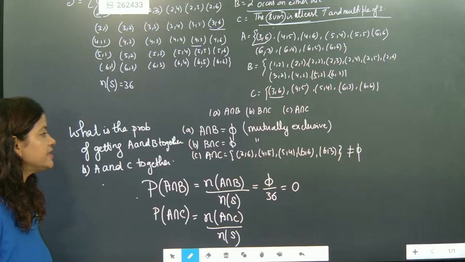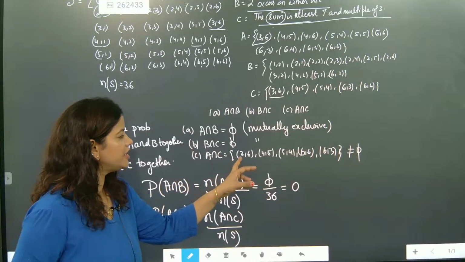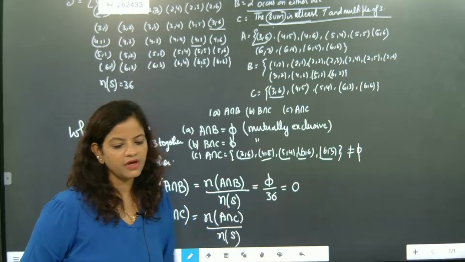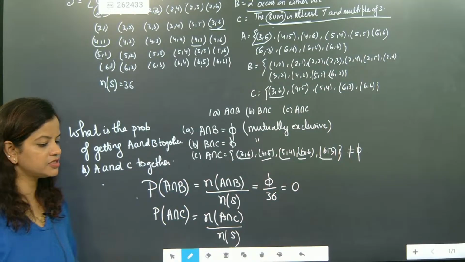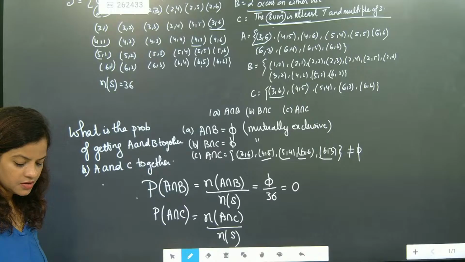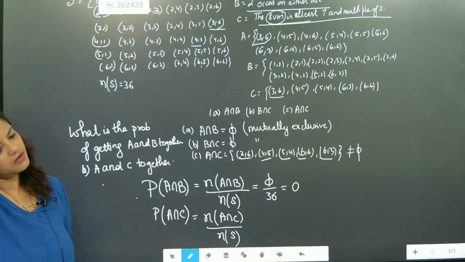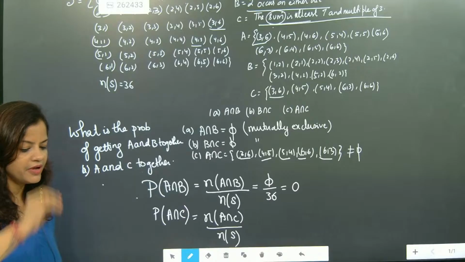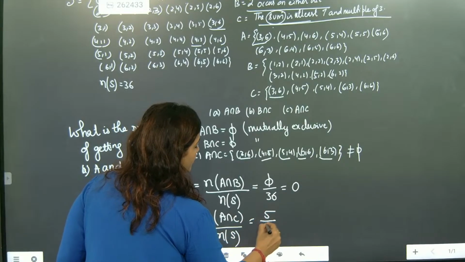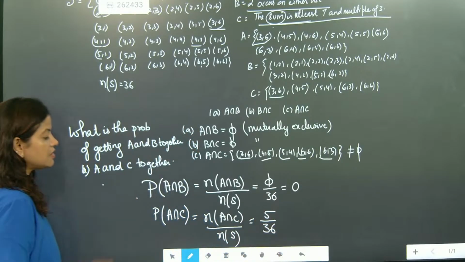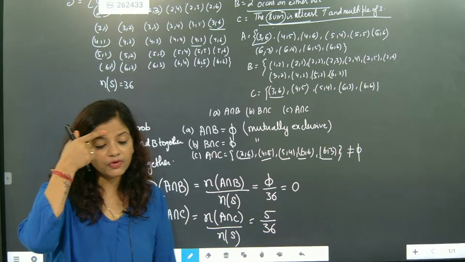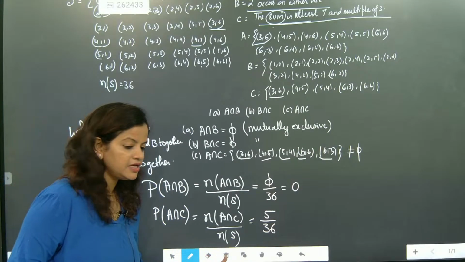What is A intersection C? How many elements are there in A intersection C? 1, 2, 3, 4, 5. There are 5 elements in A intersection C. So what could the answer be? Come on, answer, beta. Siddharth: 5 by 36. Absolutely correct. So the number of elements is 5, and the answer is 5 by 36. This is the way to approach probability. Good, Nishika. Both of you got 5 by 36.